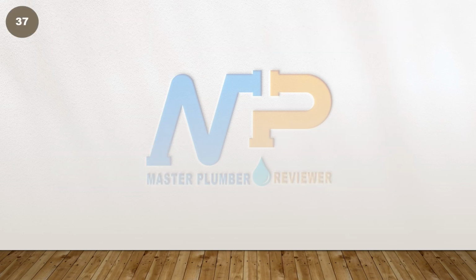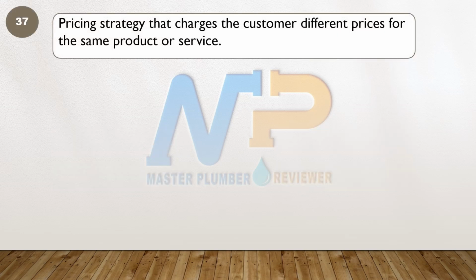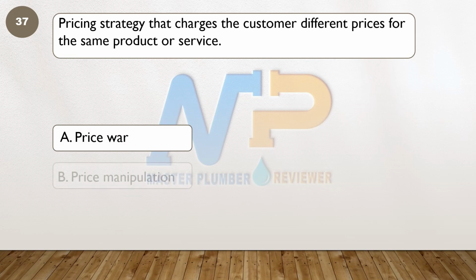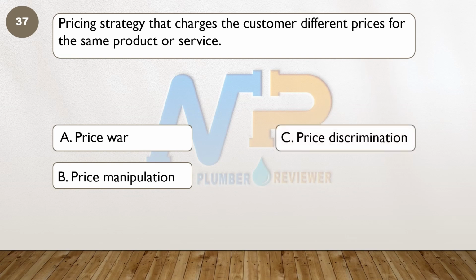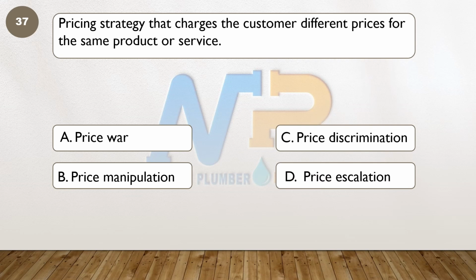Number 37. Pricing strategy that charges the customer different prices for the same product or service. A. Price war. B. Price manipulation. C. Price discrimination. D. Price escalation. The answer. It's C. Price discrimination.